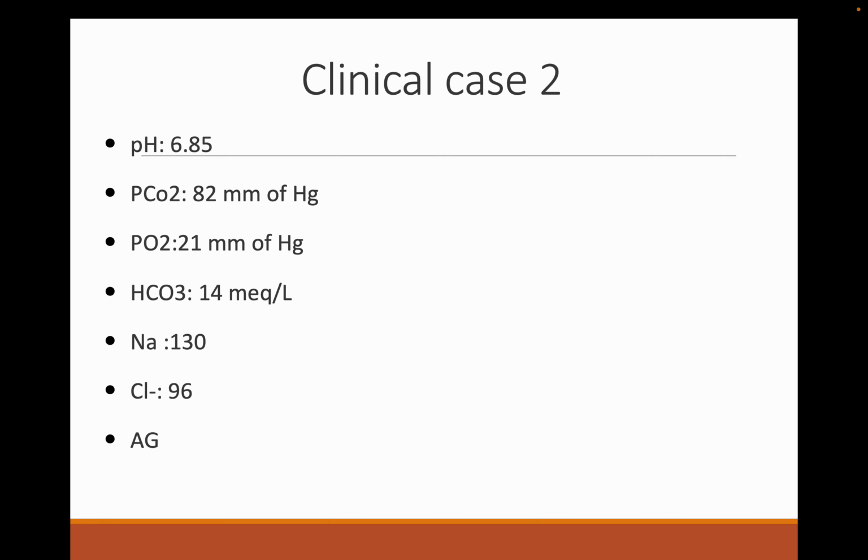So pH is clearly 7.65. There is no doubt there is an acidotic state. PCO2 is 82, PO2 is 21. With PCO2 high, respiratory acidosis is a possibility. Bicarbonate is also 14, so both metabolic and respiratory acidosis are a possibility. Sodium is 130 and chloride is this. So pH is acidemic, and we need to find the primary disorder.